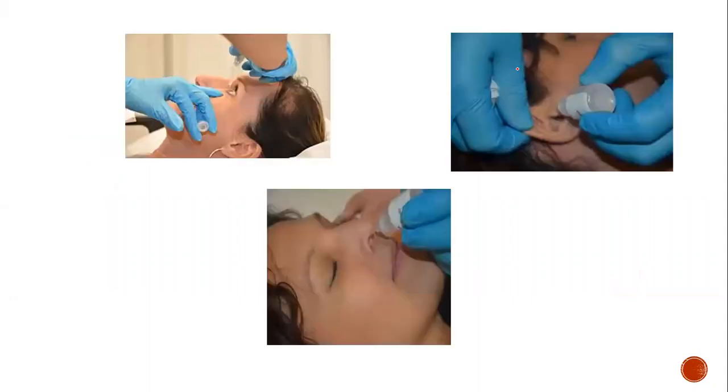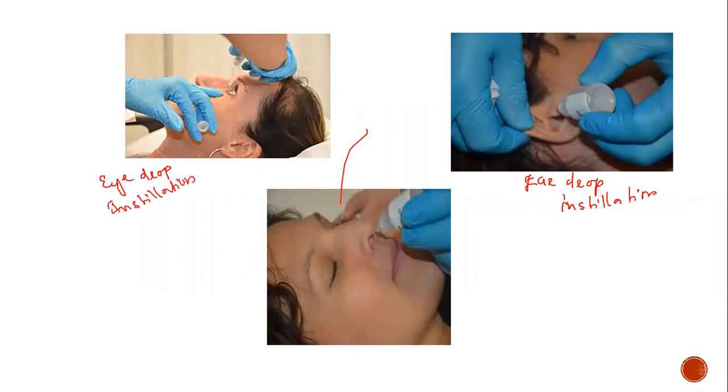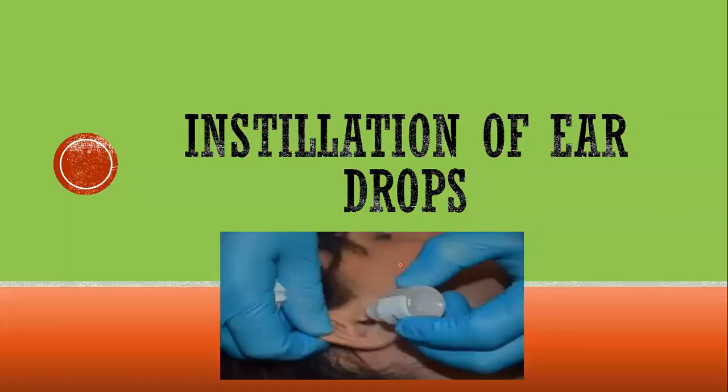Commonly we have heard about the instillation of eardrops. This is the picture of eardrop instillation. Then instillation of eye drops, in which medicine is instilled into the eye. This is nasal instillation, in which the medicine is instilled into the nasal cavity. Next, we can see each one in detail.